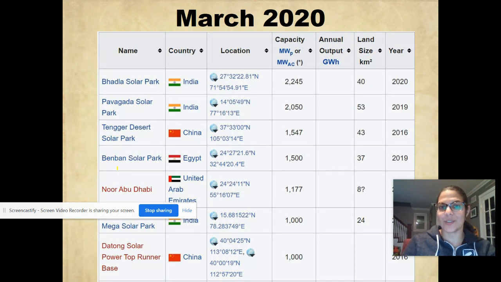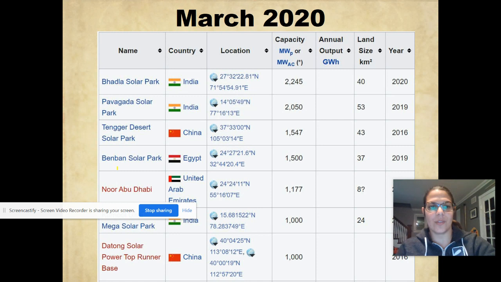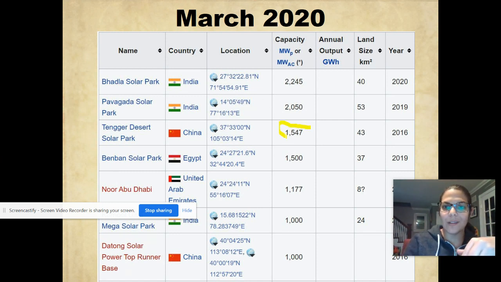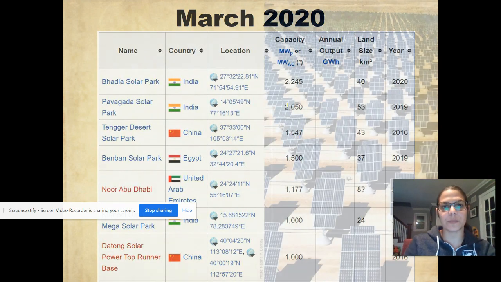These are current numbers. Look at these numbers. So 1,547 was the top one, but look at India, man. Two systems over 2,000 megawatts each, which is absolutely amazing. You have Egypt coming in, United Arab Emirates, India, China, and on this list, the US is 15, 16, and 17, okay, which is some really great news for around the world.